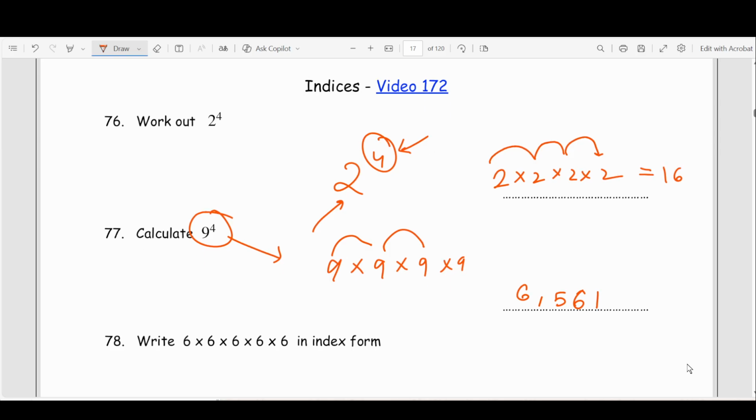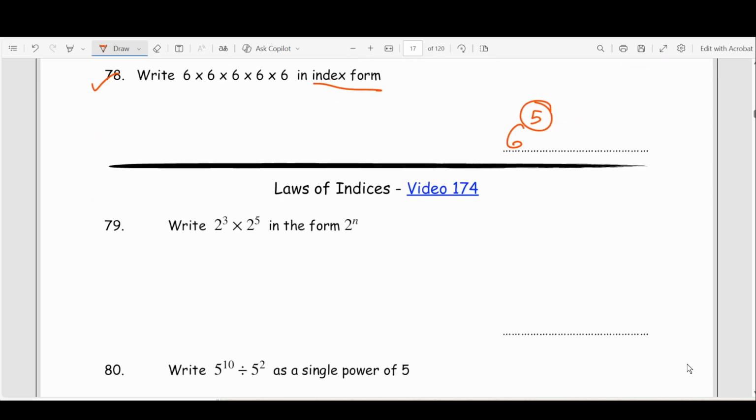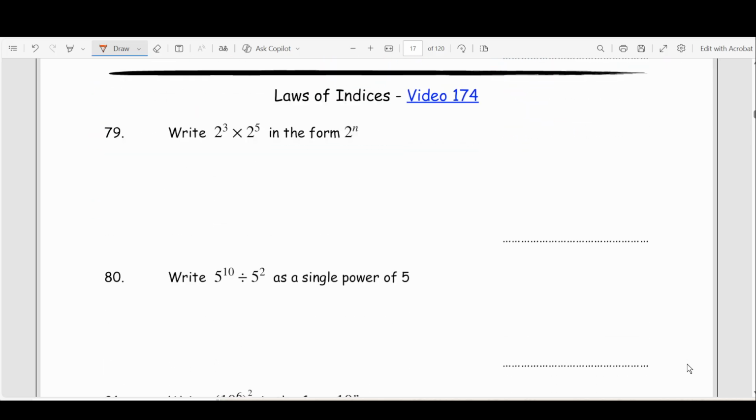6,561. Absolutely correct. Okay, can you write this in index form? Like in this form? 6 to the power of 5. Very good. 6 is multiplied 5 times, so the power is going to be 5. Okay, great. Let's write this in the form of 2 to the power n.